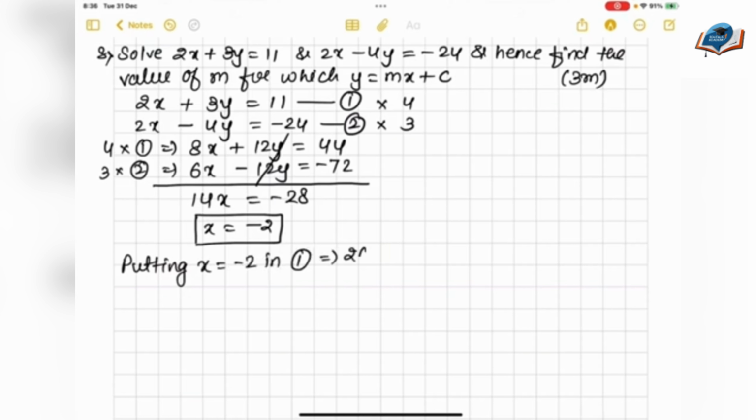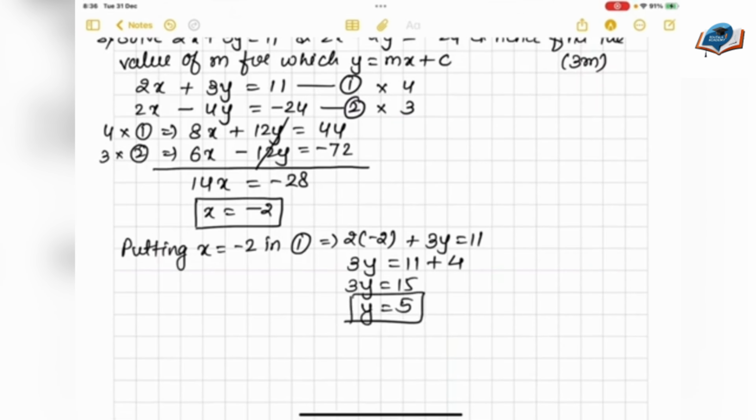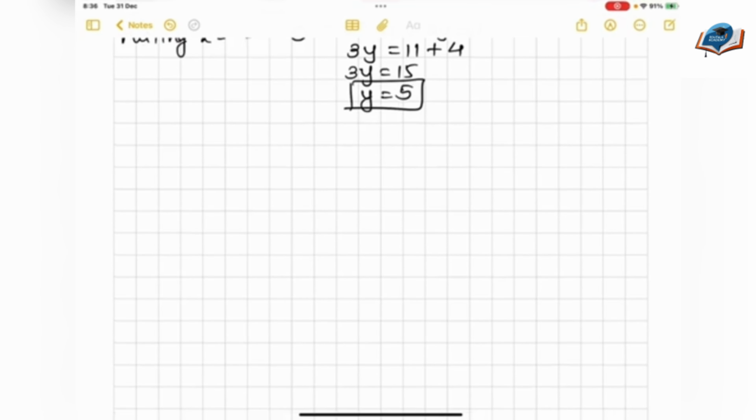in 1 implies 2 into minus 2 plus 3y equal to 11. So 3y equal to 11 plus 4. So 3y equal to 15. So I can say y is 5, 15 upon 3 will be 5. Now, putting both the values of x and y in the equation y equal to mx plus c. So y is 5 and x is minus 2.